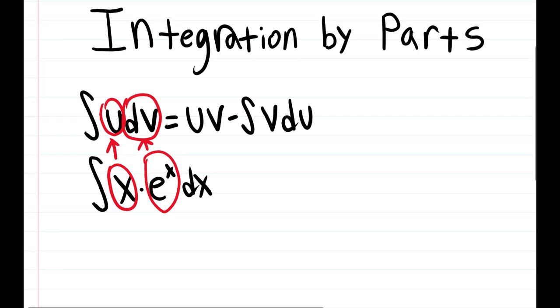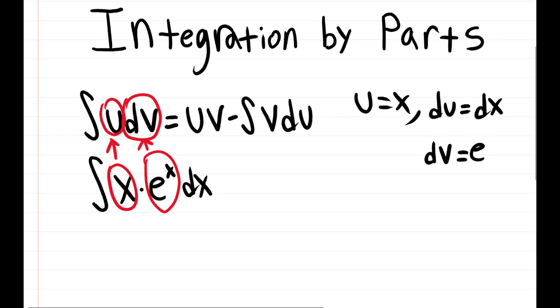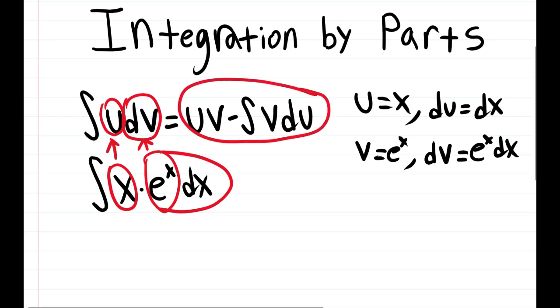So we know that u, in this scenario, is x, which means du is equal to dx. Just simple differentiation. We also know that dv is equal to e to the x power dx, because we have to include the dx with our term. That means that v is equal to e to the x power. And now that we have all our parts, we can plug it in to the formula for our final answer.